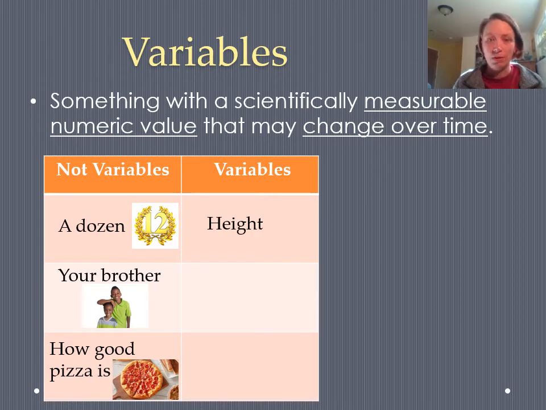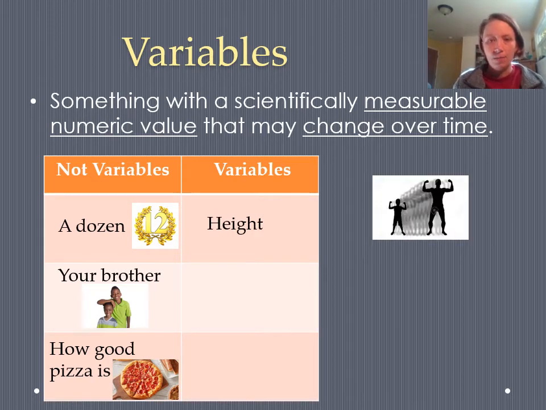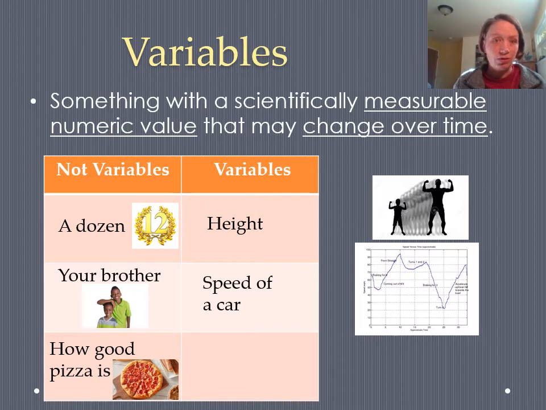So what are some examples of variables? Well, height would be a great example of a variable. It's scientifically measurable. I'd use a meter stick. It's a number, and it's going to potentially be changing as time passes. The speed of a car, again, I could measure that using the speedometer of the vehicle. It would have a number, 25 miles an hour, and it could change over time. There's a graph shown of a car trip and how the speed of the car changes over time.